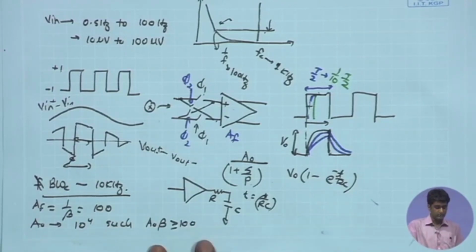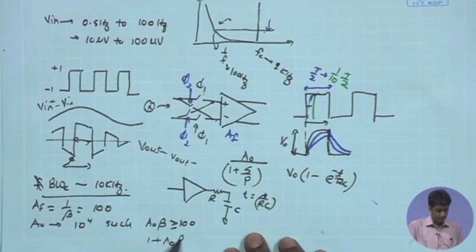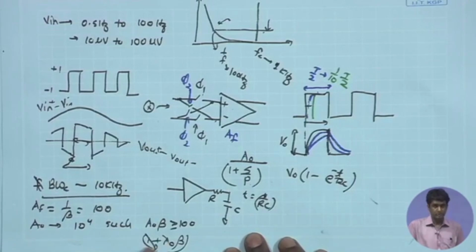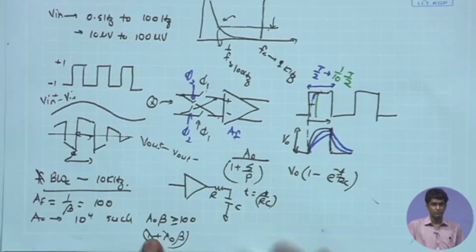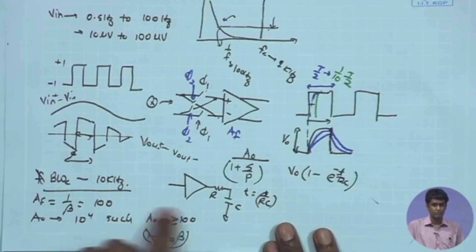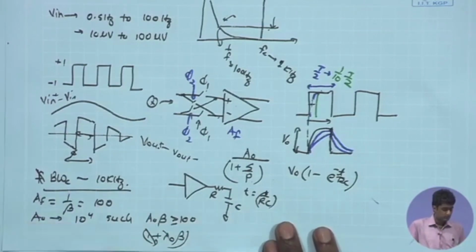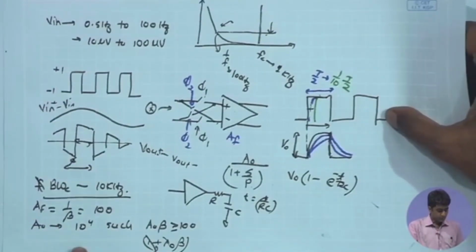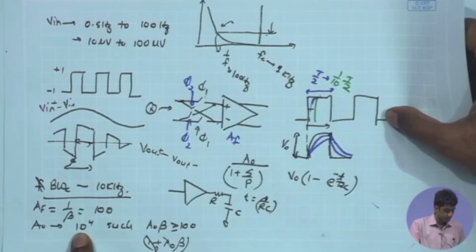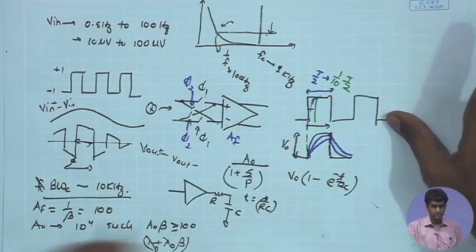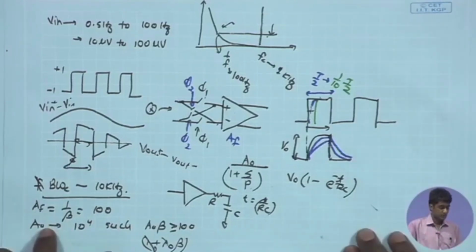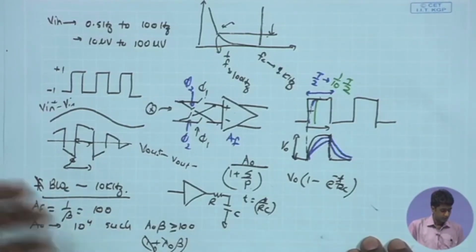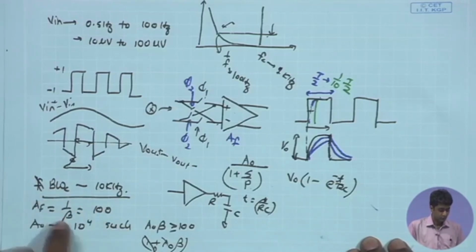So that will ensure that you have 1% precision in the term 1 plus A naught beta. When you are ignoring this 1 with respect to A naught beta, you are incurring an error, and that error should be less than 1%. For that, I would like this A naught beta to be greater than or equal to 100. So that will give me A naught of 10 to the power of 4. So from here we have the open loop gain of the amplifier, and we also have the closed loop bandwidth. So from here we can also obtain the open loop bandwidth and the gain bandwidth product of the amplifier.